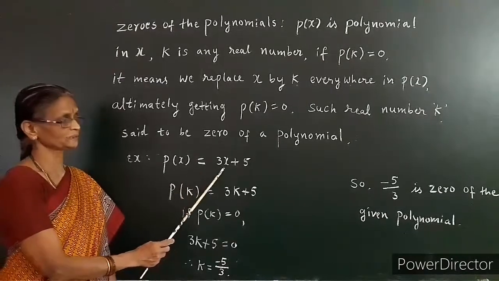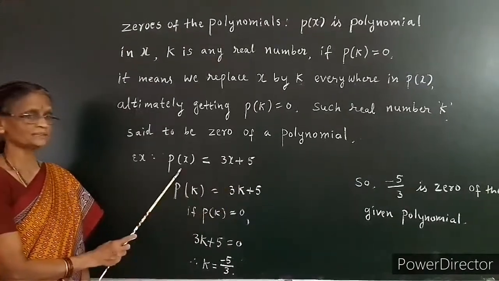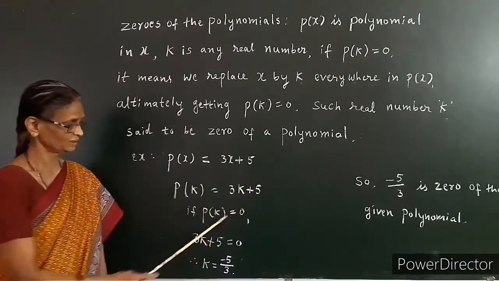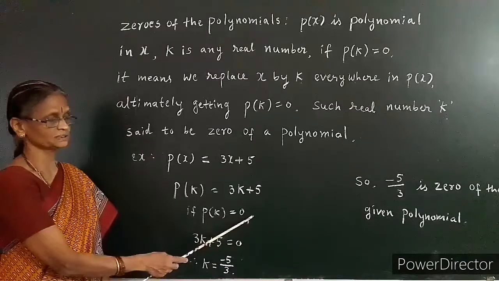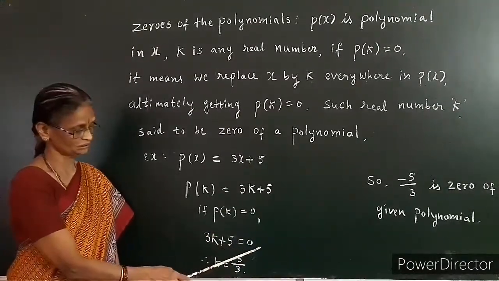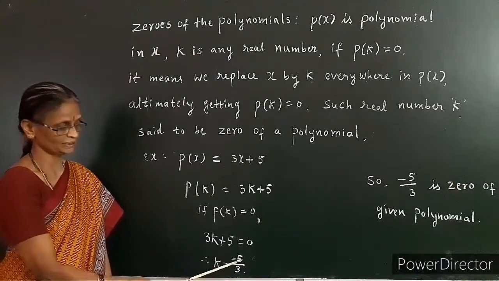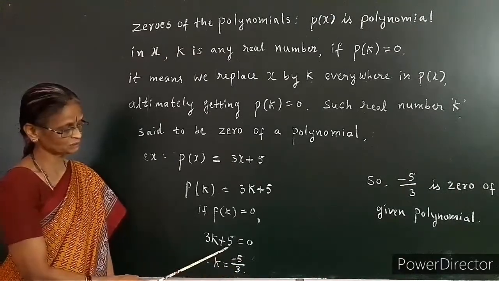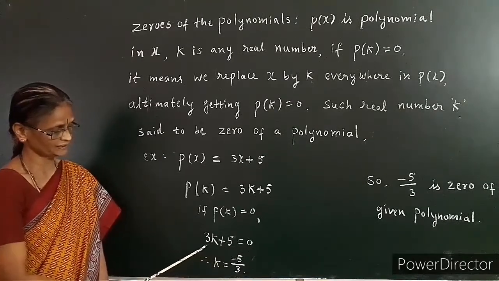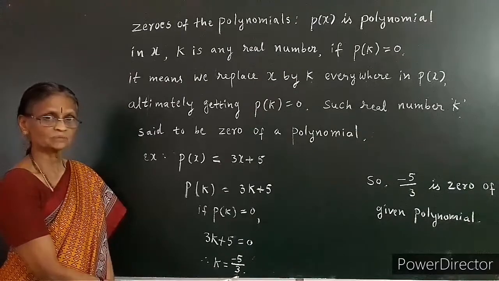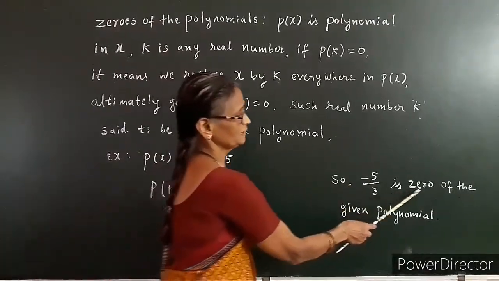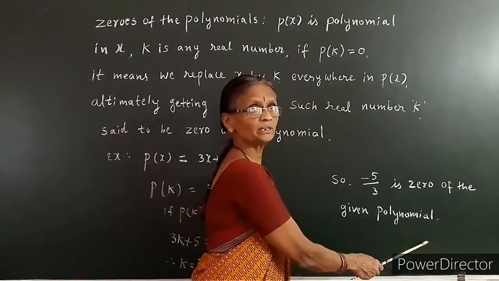P of x equal to 3x plus 5. Replace x by k. P of k equal to 3k plus 5. If p of k equal to 0 according to the definition, 3k plus 5 equal to 0. Therefore k equal to minus 5 by 3. Here, transpose 5 to the RHS, it becomes minus 5. The coefficient of k comes to the denominator. Therefore minus 5 by 3 is the zero of the given polynomial.